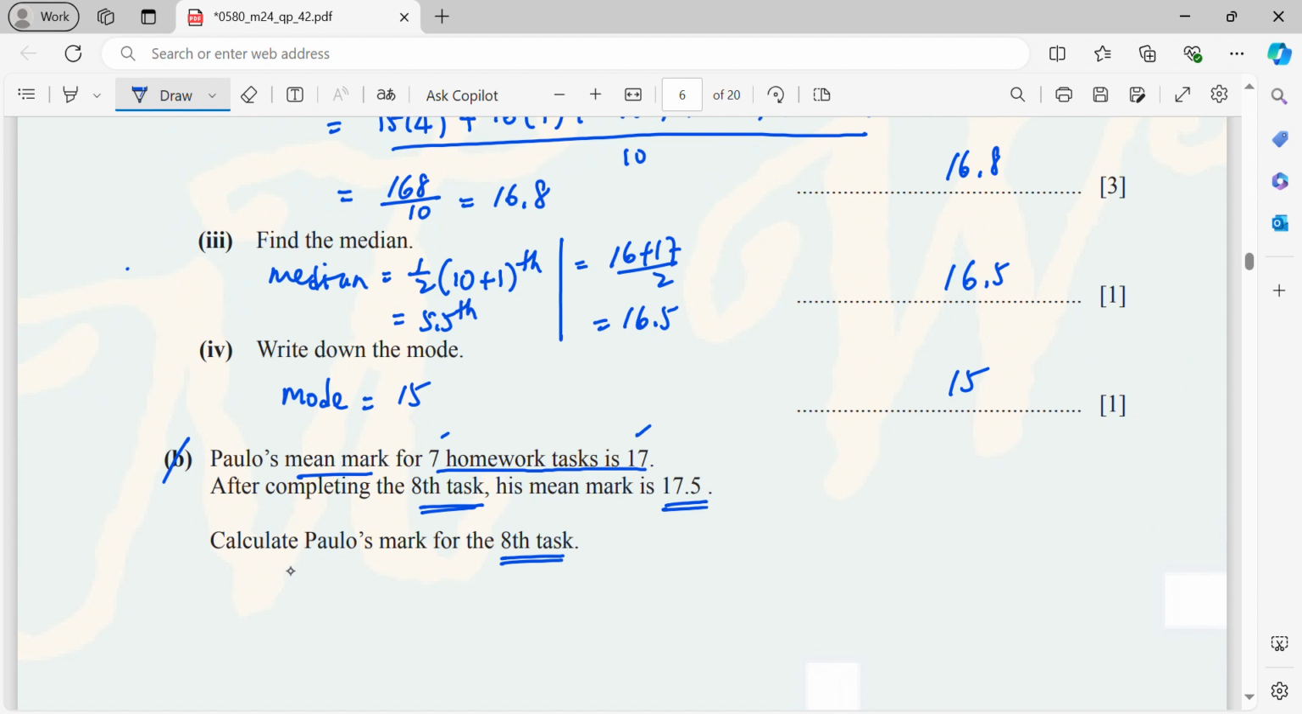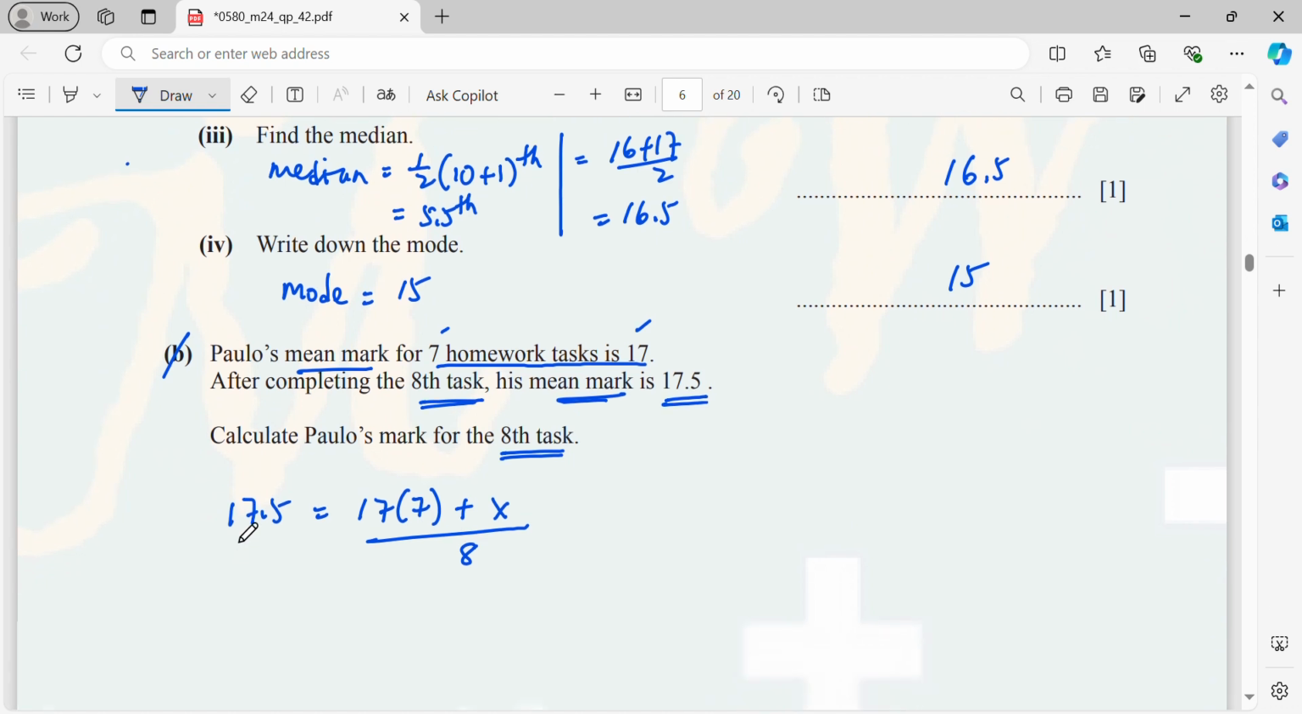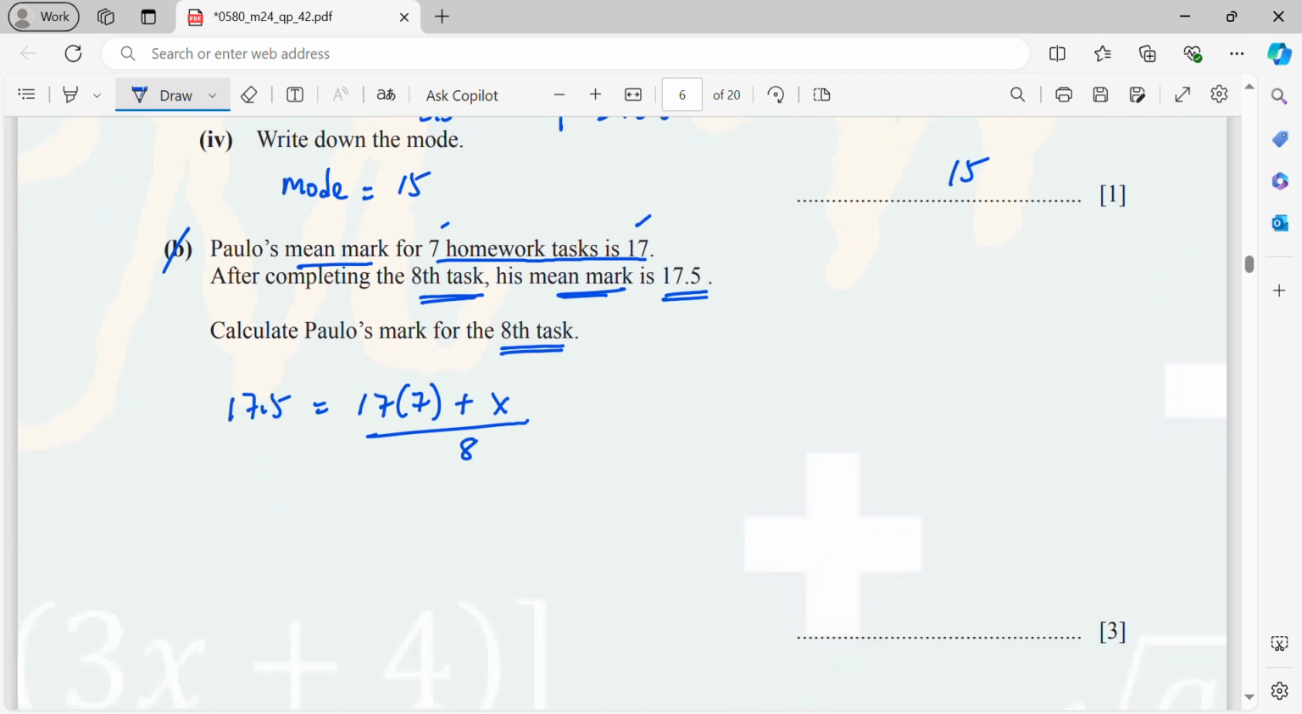Okay, so basically I would say the mean is, okay, 17 times 7. This is the total marks for 7 homework tasks. Then you add number 8. Let's say number 8 is x. Then over 8 tasks, right? Then the new mean is 17.5. So this 17.5 is the mean mark for 8 homework tasks.